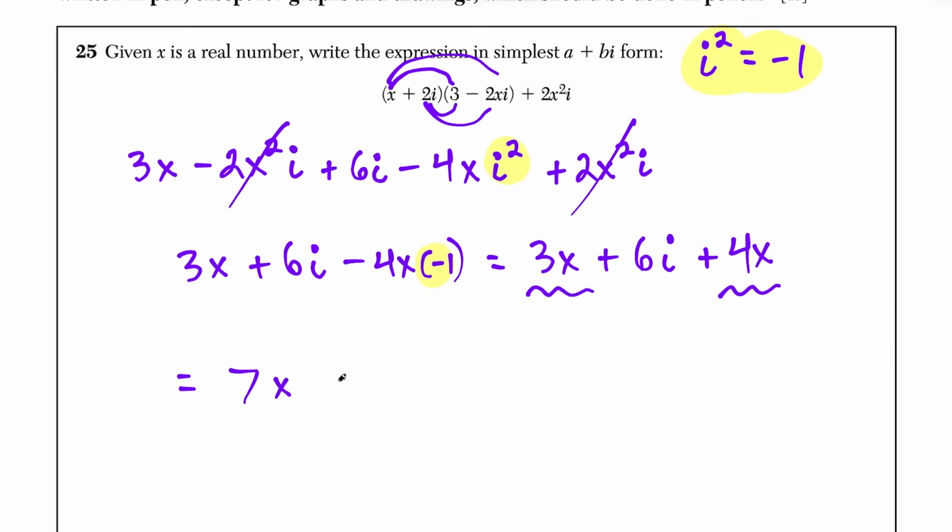So we have 7x plus 6i. And here's our answer in a plus bi form. We have the real part here and the imaginary part here. If you mix up the order and say 6i plus 7x, they will still give you full credit, but this is the better way to write your answer.